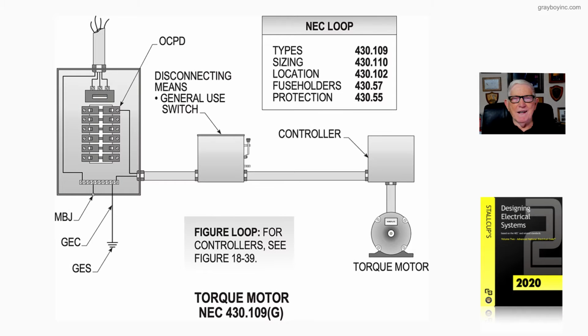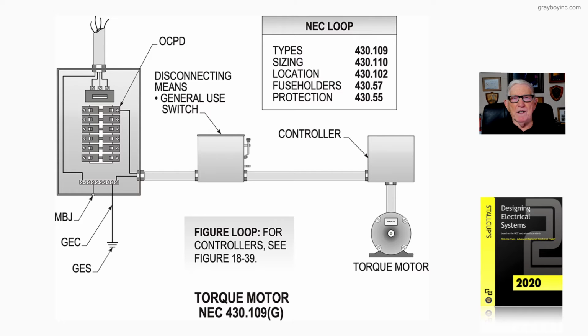Now this figure 18-47 deals with the use of a general use disconnect to disconnect a torque type motor. Notice in your illustration we show a general use switch here, the disconnecting means being used. And of course in the NEC, the types of disconnects for different types of use is 430.109.